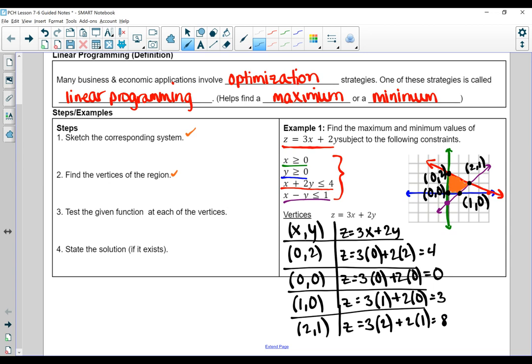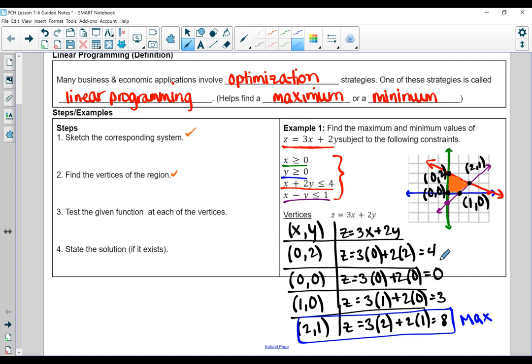So keeping in mind, I was asked to find the maximum and I was asked to find the minimum. My maximum is going to be 8. And that's going to occur when x is 2 and y is 1. So this is my max.